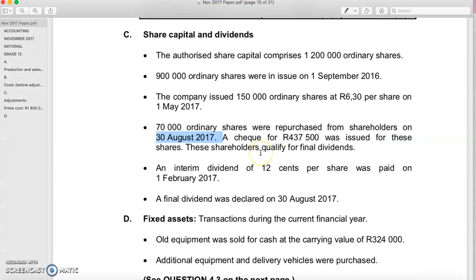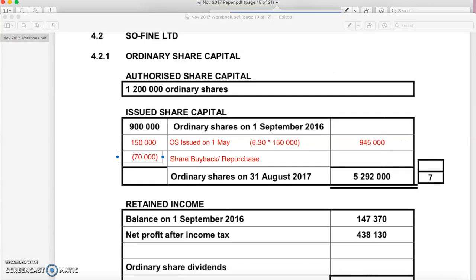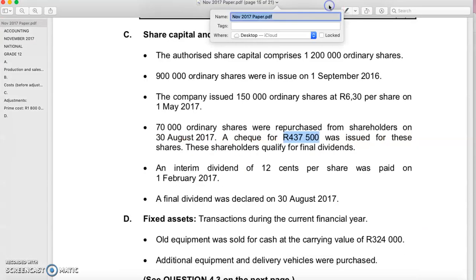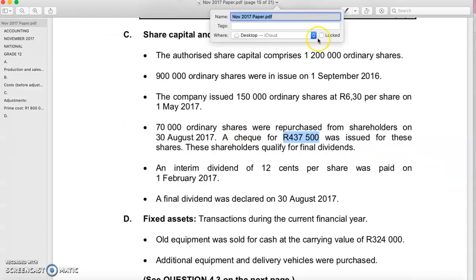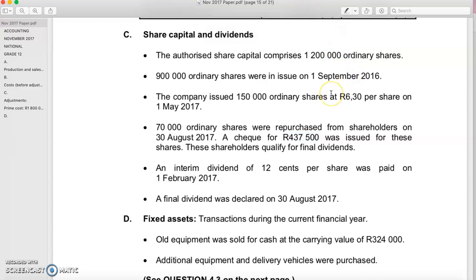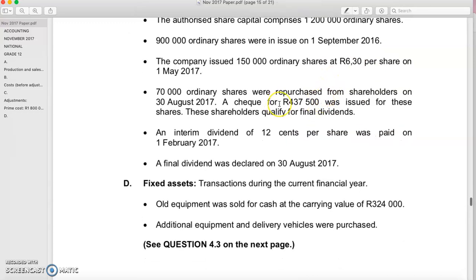And I know so many students will be very tempted to take this amount and enter that as your rand value right here. Please don't do that. It's a common mistake, and that's okay. So don't feel bad about it. Many people, including myself, I'm always tempted to enter this amount.